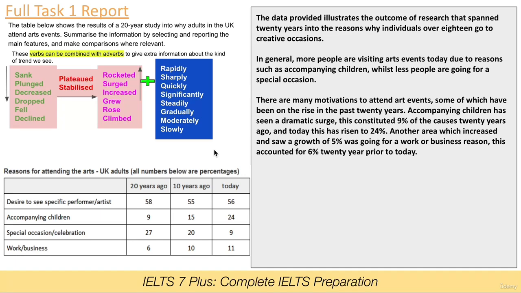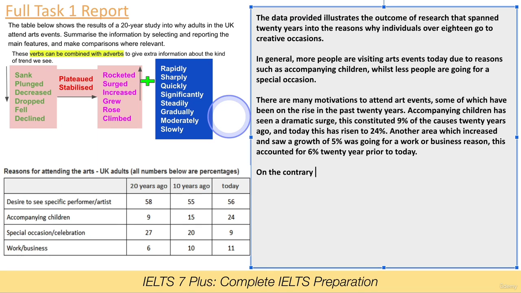Another area which increased and saw a growth of 5% was going for a work or business reason. This accounted for 6% 20 years prior to today. Okay, another way of saying 20 years ago. Okay then, so we have tackled the reasons that have increased. Let's now touch upon the reasons that have decreased over time.